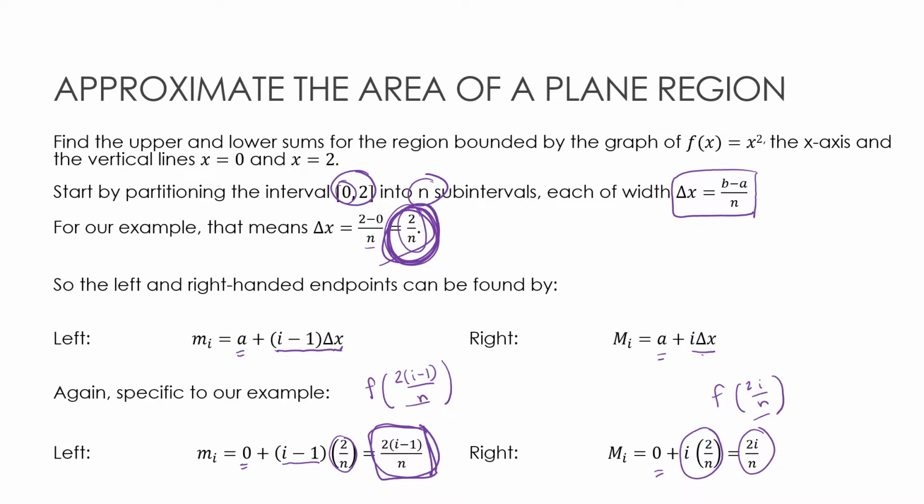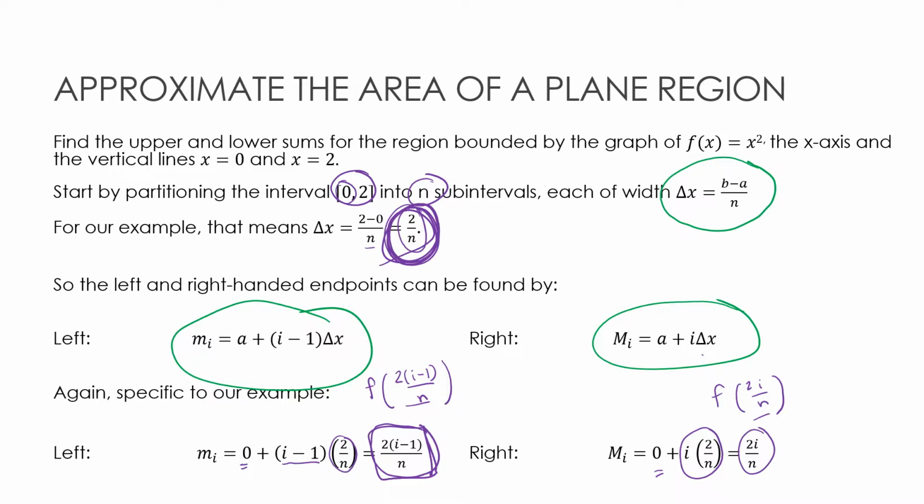So essentially what I wanted to do is give you the general way that you would go about this. So this is always going to be delta x. This is always going to be the left-hand side, which may be an upper bound, maybe a lower bound, we don't know. And this is always going to be the right side. So these are formulas that you're going to want to know.